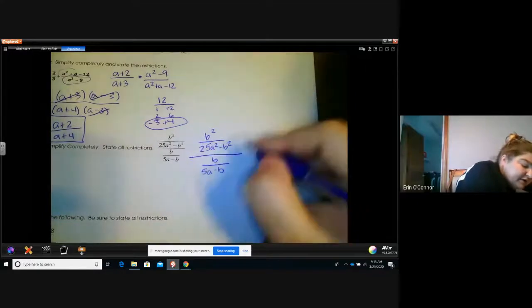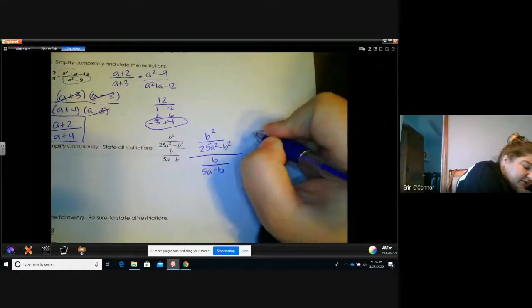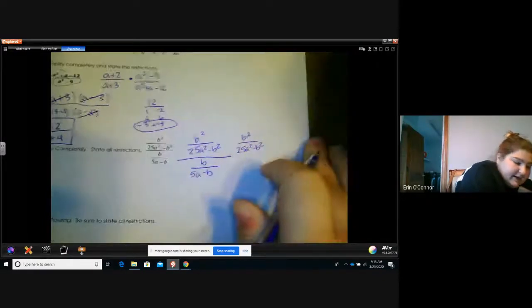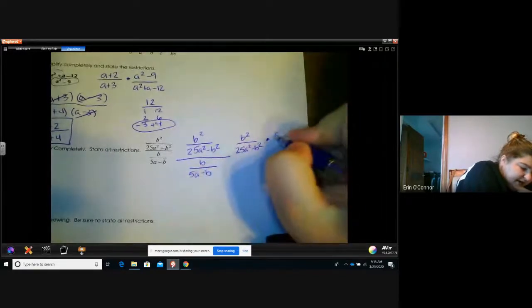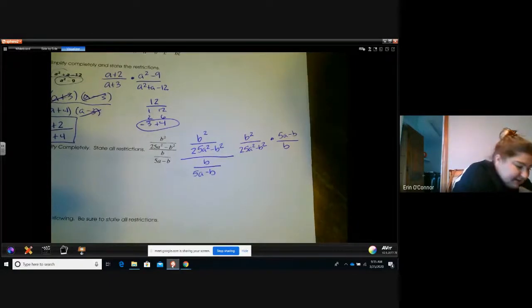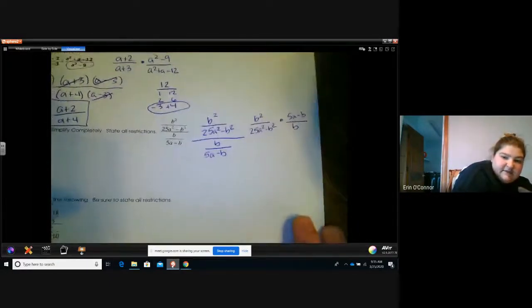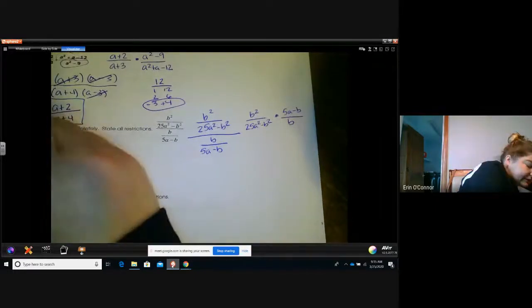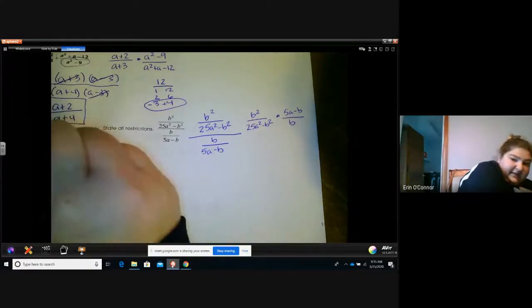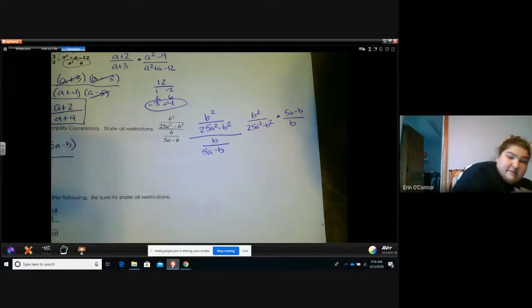So this is the original. Now, if we flip it to multiply, it's b squared over 25a squared minus b squared times, flip this, 5a minus b over b. All right, let's see what we can do. So we're going to have to do some pulling out of GCFs. So I have b squared, which is the same as b times 5a minus b. So we're going to put some parentheses around that. Over, I'm going to take out my GCF, oh, I'm not taking out my GCF.